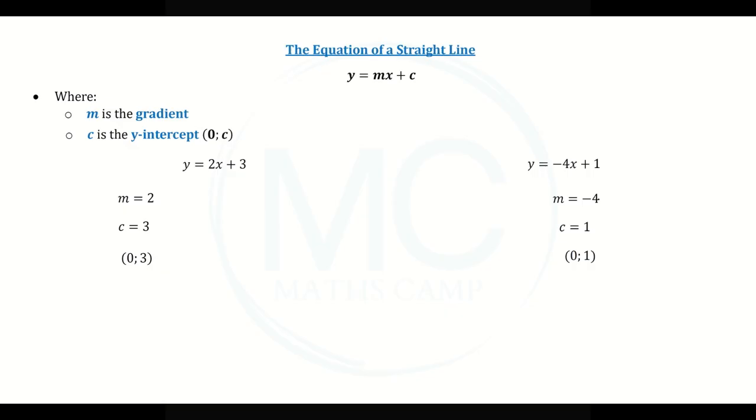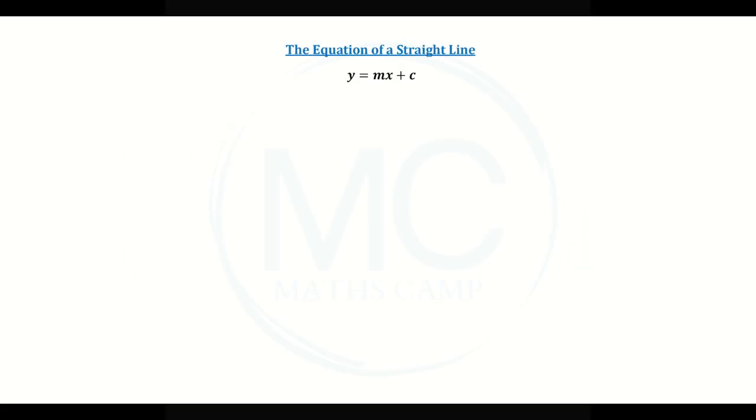In the equation for a straight line, y will always be y and x will always be x, but m and c will have actual values. And we can use this equation to find any point on the line. Let's look at the example y is equal to 2x plus 3. Let's find the y-coordinate of a point that has an x-coordinate of 2. To do this, we simply substitute 2 into the x value in the equation and solve for y.